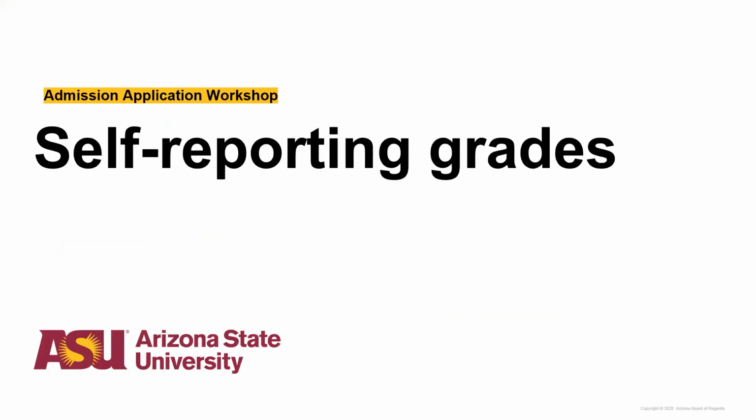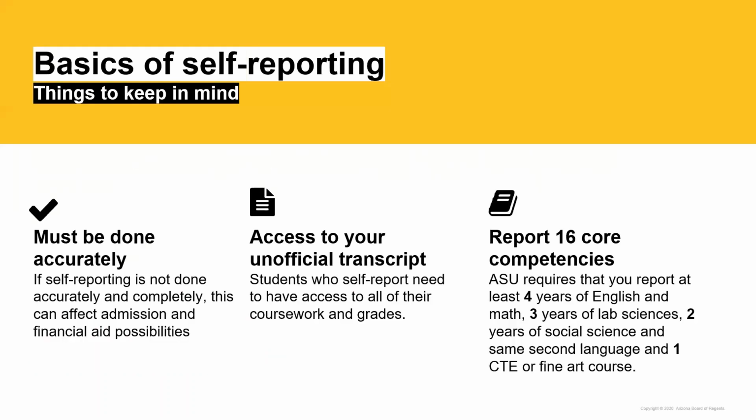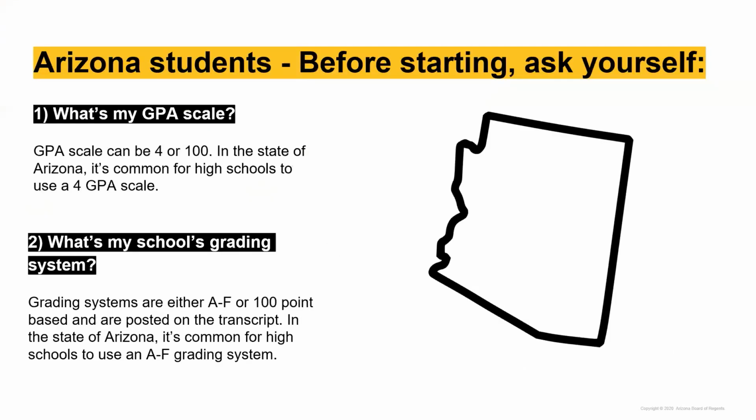This next section is all about grades. So if you decide to self-report, please keep these things in mind. When you self-report, it must be done accurately, so please refer to your transcript when jotting down your grades and courses that you've taken previously. We are looking at the 16 course competencies, so we are looking at 4 years of English, 4 years of math, 3 years of lab science, 2 years of social science, 2 years of the same second language, and 1 year of CTE or fine arts. So please keep this in mind when you are reporting those grades.